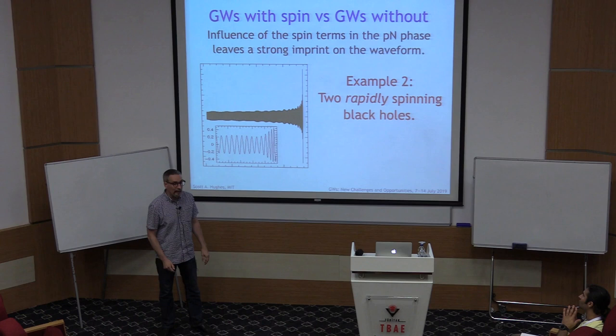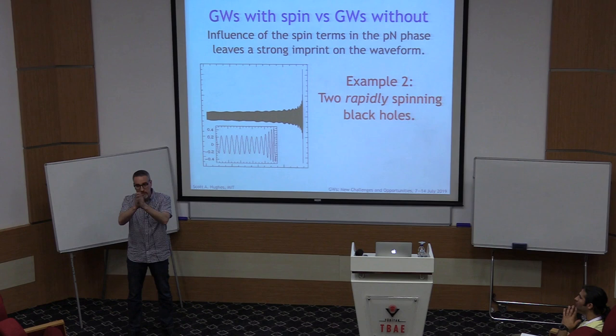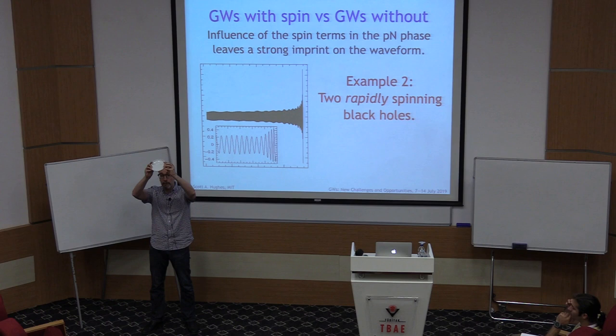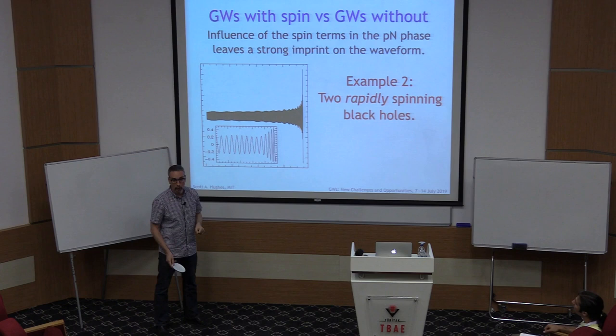Remember when we did this, we showed that as these objects precess, the orbital plane oscillates to sort of compensate for the precession of the members of the binaries. Remember also that the polarization depends upon the overlap between the normal to the orbital plane and your line of sight. So if the normal to the orbital plane is oscillating, the amplitude of the polarization that your detector measures is going to oscillate as well. And that shows up in this modulation that we see here in the waveform.